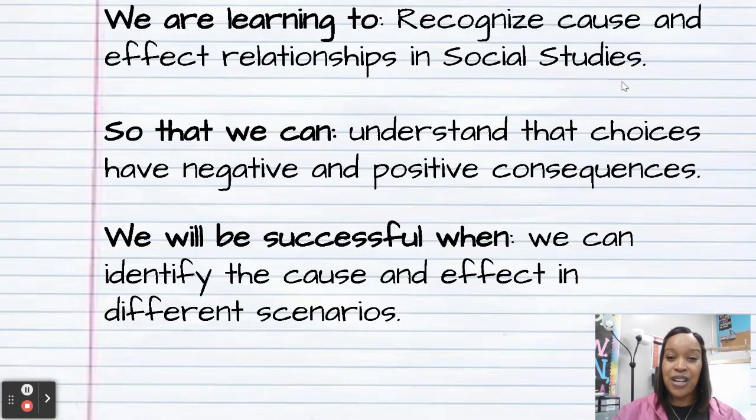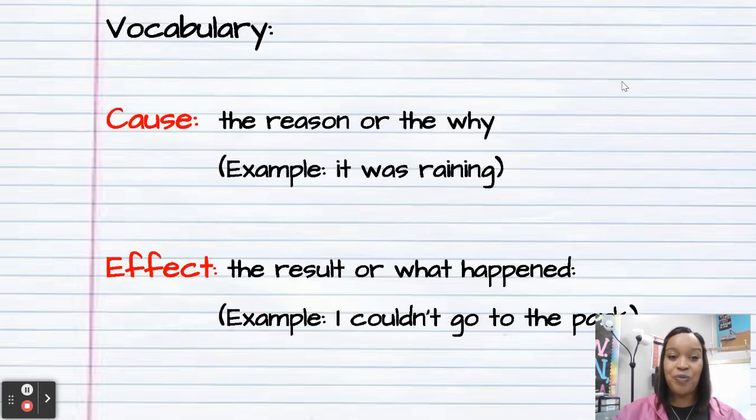Let's start by going over our learning intentions. Today, we are learning to recognize cause and effect relationships in social studies so that we can understand that choices have negative and positive consequences. We will be successful when we can identify the cause and effect in different scenarios.